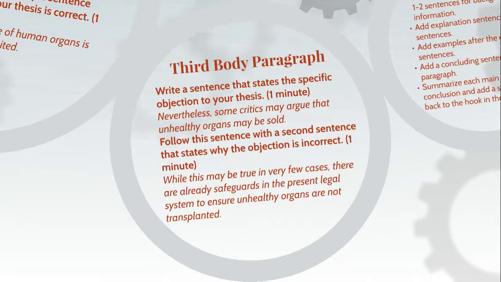Okay. Then follow this sentence with a complex sentence. Notice here that we start out with the dependent clause. While this may be true in very few cases, this shows that we are trying to be open-minded. Then add your independent clause, which is the reason why the objection is incorrect. There are already safeguards in the present legal system to ensure unhealthy organs are not transplanted.